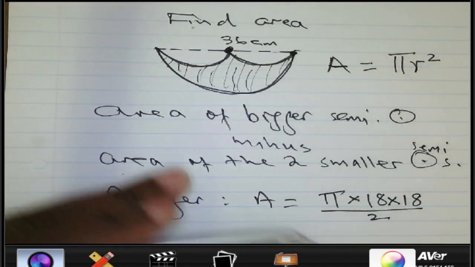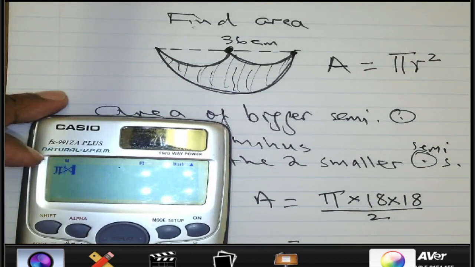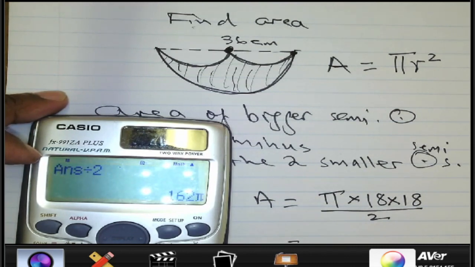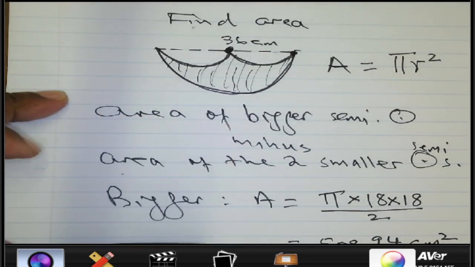Okay, then we can use our calculator there. Pi is shift that one there, multiplied by 18, multiplied by another 18, and that answer should be divided by 2. And we want our answer correct to 2 decimals, so 508,94. What are the units? It's area now, so it's square centimeters, right? Okay, so that is the area of the bigger semicircle.